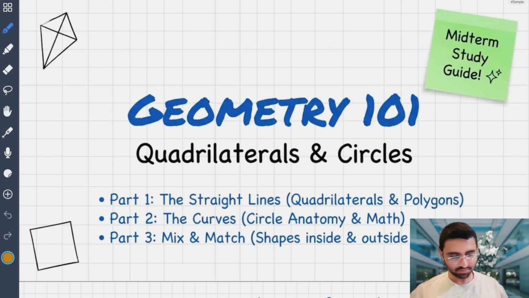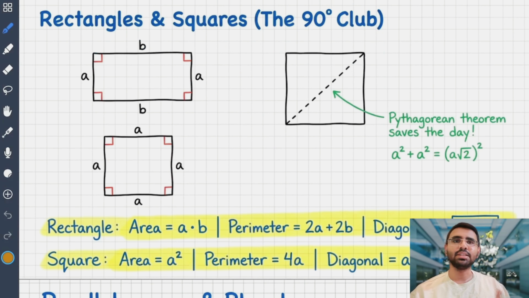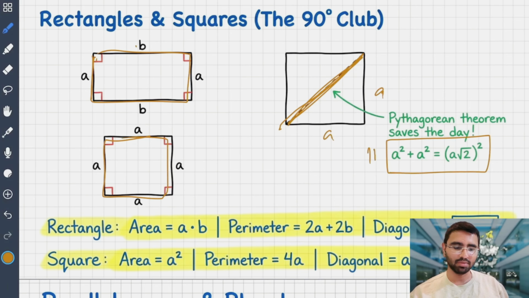So let's start. The first topic is the rectangles and the squares, the 90-degree club. This is a rectangle having opposite sides equal, of length A and B, and this is a square in which all four sides are equal, of length A. As we talked about the Pythagoras theorem in the previous videos, when we take a diagonal in a square from one point to the opposite point, this is A and this is A. So A square plus A square is equal to A root 2 square. Please remember this formula.